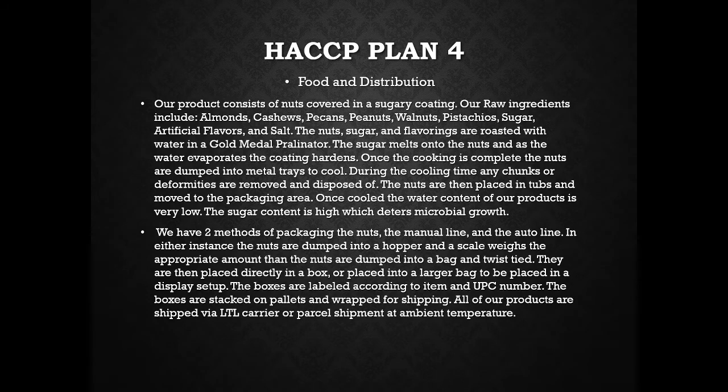HACCP Plan number 4, Food and Distribution. So our product consists of nuts covered in a sugary coating. Our raw ingredients include almonds, cashews, pecans, peanuts, walnuts, pistachios, sugar, artificial flavors, and salt. The nuts, sugar, and flavorings are roasted with water in a gold metal pralinator. The sugar melts onto the nuts, and as the water evaporates, the coating hardens.